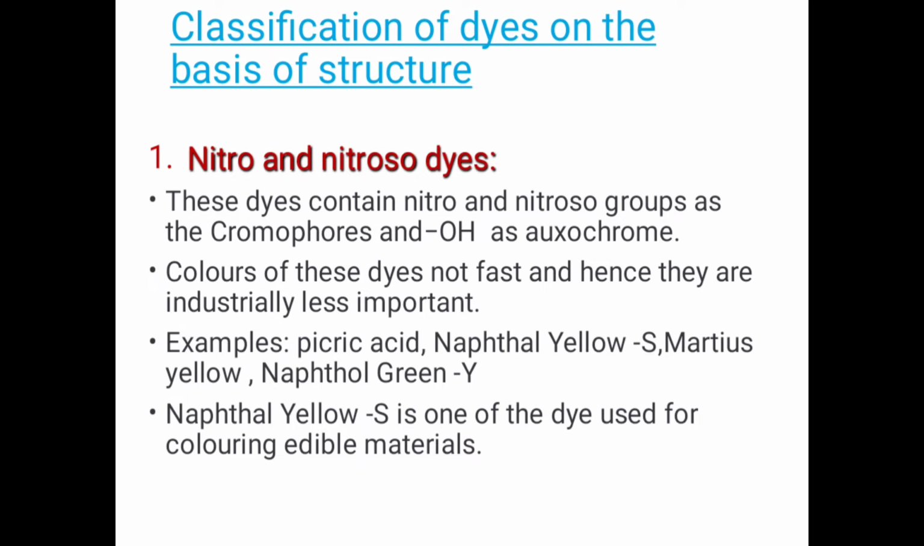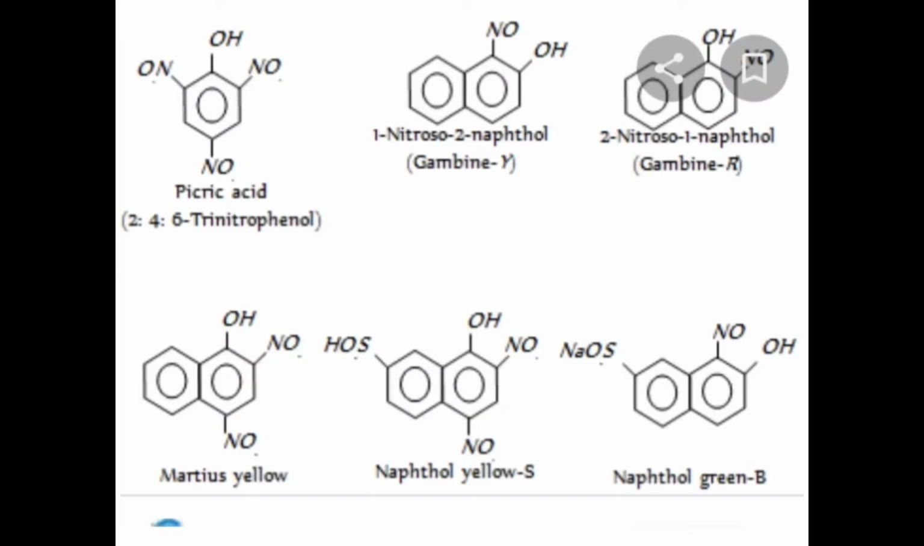Nitro and nitroso dyes. These dyes contain nitro and nitroso groups as the chromophores and OH as oxochrome. Colors of these dyes are not fast and hence they are industrially less important. Examples are picric acid, naphthol yellow, Martius yellow, naphthol green Y. Naphthol yellow is one of the dyes used for coloring edible materials.